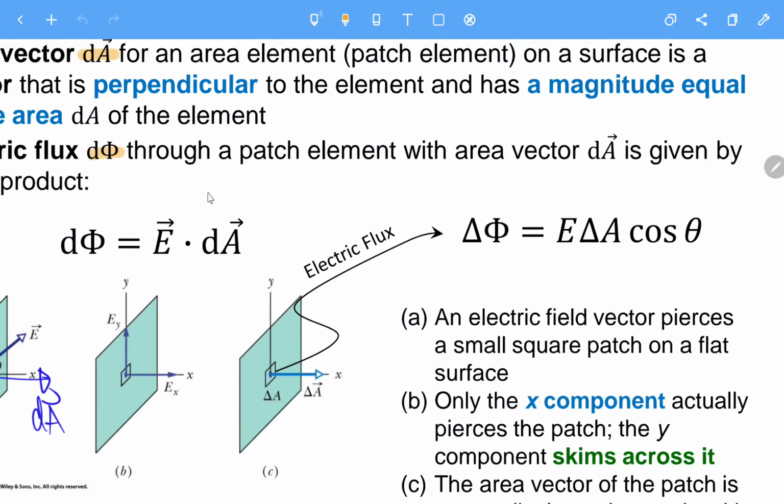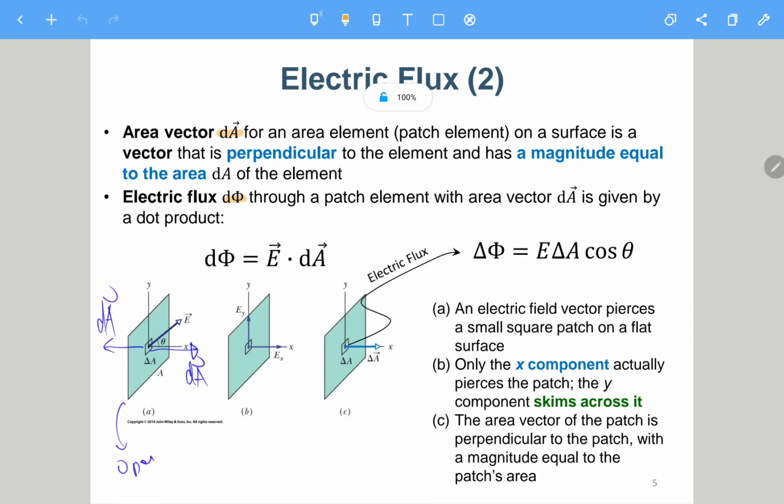Of course, this is a vector notation. If we use a scalar notation, it is just the magnitude of the E vector times the area of the dA vector. Which is like if we have two vectors A and B, with an angle between them of theta, then A dot B becomes A times B times cosine of theta. I think in high school mathematics you should have learned it.